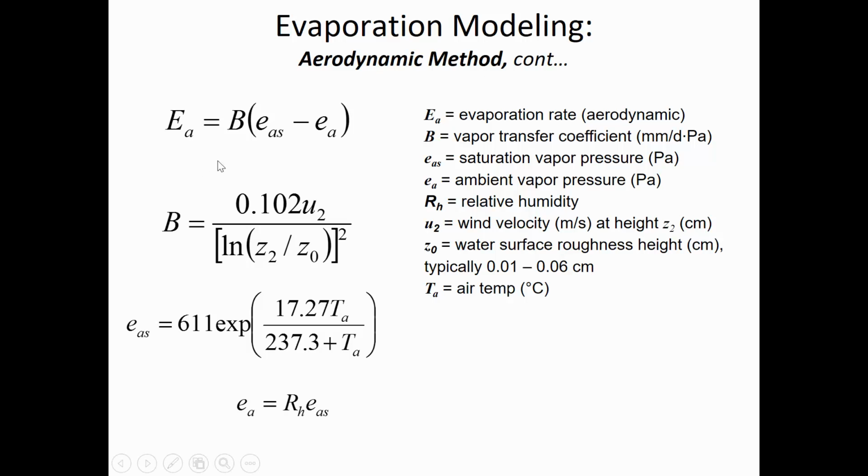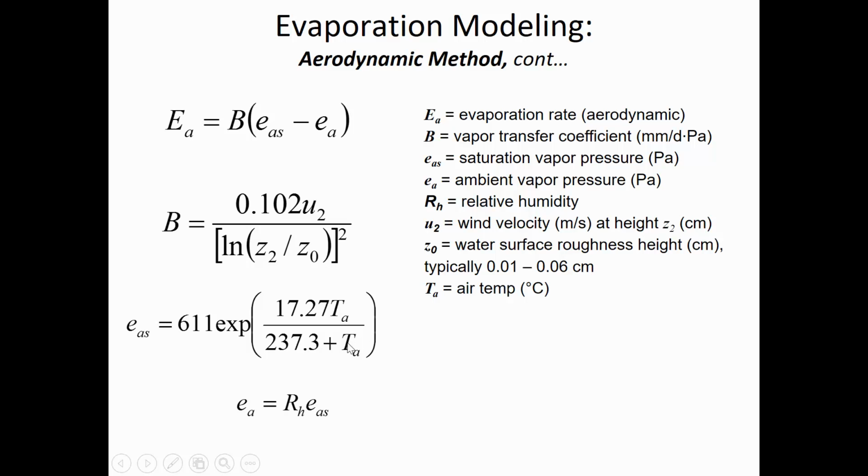It's a pretty strange empirical method, where E sub A is the evaporation rate based on the aerodynamic method. It takes into account the wind velocity and the surface roughness, so how wavy the water is is taken into account here. This Z naught, the water surface roughness, depends on the wind: if it's windy, you're going to have choppy water, and that choppy water increases the surface area, so there's more evaporation for that reason.